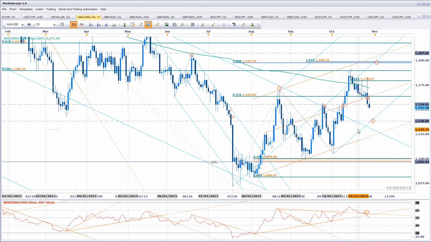Again, the 618 that we just looked at, 1137, guess what? 1138 is that outside day reversal that we made on the 2nd of the month. Outside day reversal close. Any questions on gold?